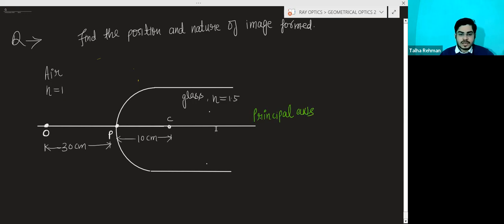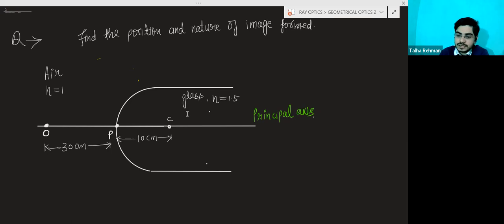We know that this is the center of curvature, so this distance will be the radius of curvature. They are asking to find the position and the nature of the image formed. So here refraction will take place, because light will go from this object, from air to the glass medium.